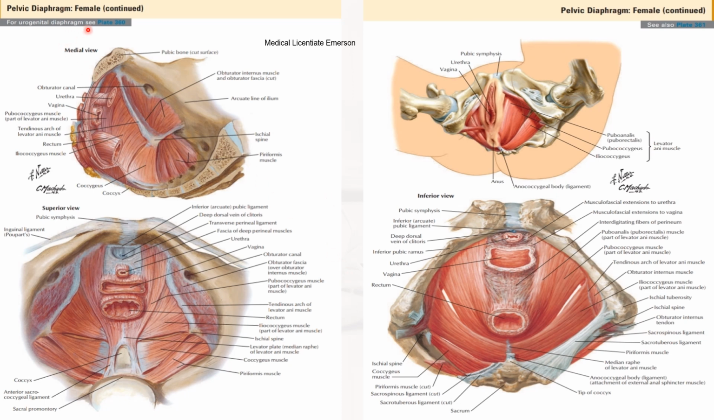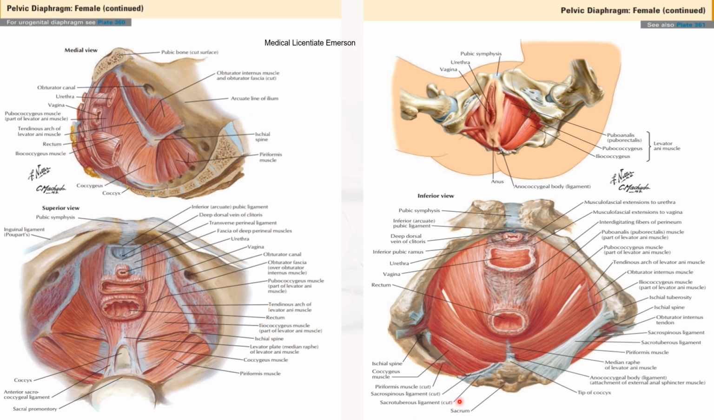So this is the pelvic diaphragm for the female, and this is also the pelvic diaphragm for the female as well. So these are the muscles of the pelvis, but this is in females because this is the rectum, this is the vaginal opening, and then this is the urethra. So the rectum, vagina, and the urethra. Those are the muscles involved.